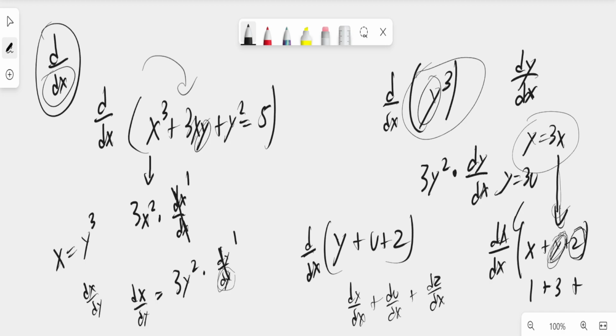That's why he has to say that. He's not saying implicitly differentiate this, because that makes no sense. We don't know what we're doing it with respect to. He's saying dy dx, and implicit differentiation is just a method to find it. Does that make sense?